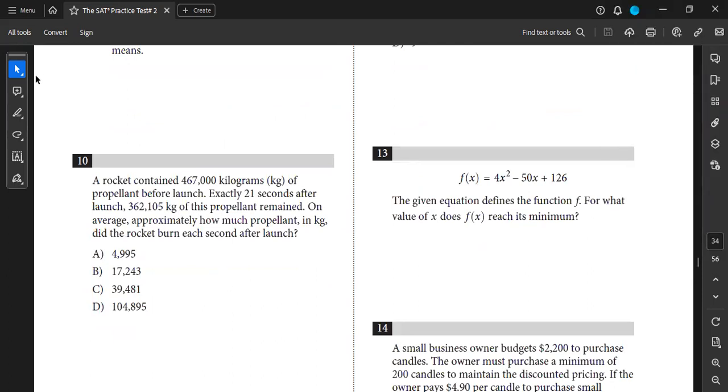Okay, so we're looking at question 10 now. A rocket contained 467,000 kilograms or kgs of propellant before launch. Exactly 21 seconds after launch, 362,105 kgs of this propellant remained. On average, approximately how much propellant in kg did the rocket burn each second after launch?